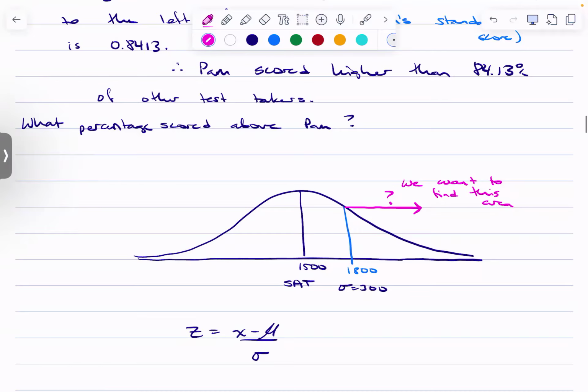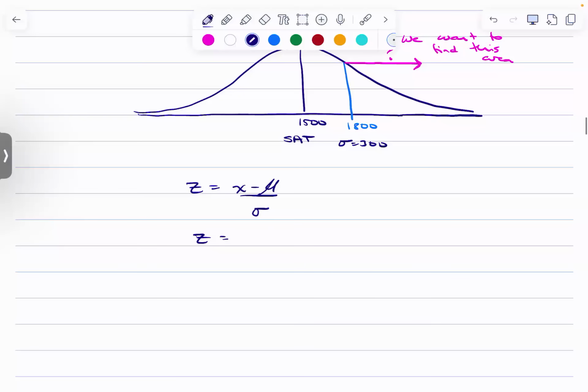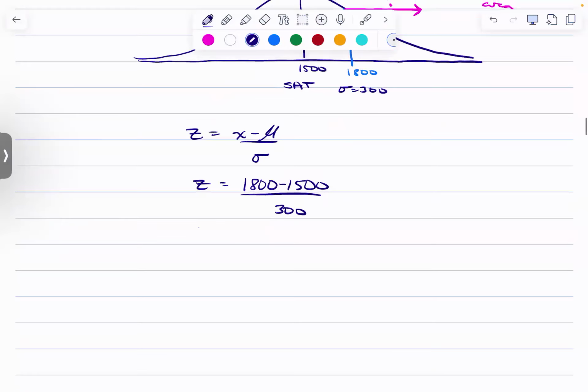Pretending we haven't done the work yet, but we already have. First thing we need to do is standardize this score, the Z score, because in order to find the areas, I need to use the table. That's what the tables are for, to find those areas. So I need a Z to be able to use the table. And so Z is 1800 minus 1500 divided by 300, which is a very boring Z equals 1.00 to 2 decimal places.